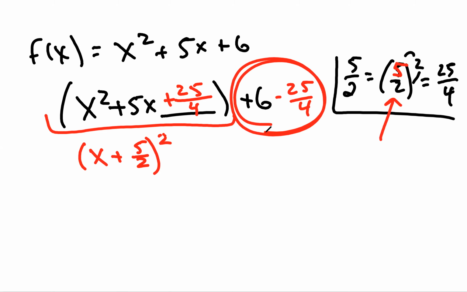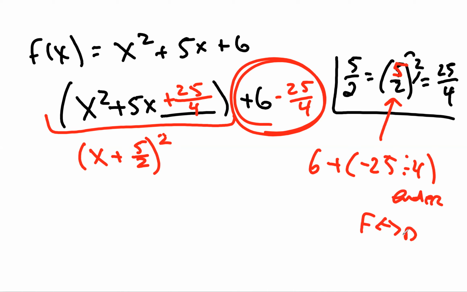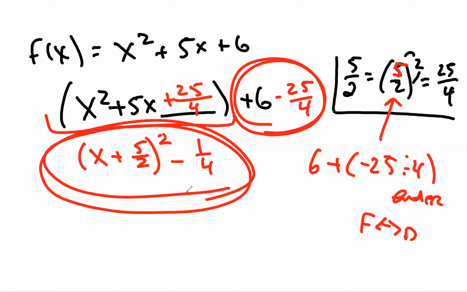And then I'm going to say, all right, these are just numbers. So in my calculator, I'll type 6 plus parentheses, the number negative 25, divided by 4, and then I'll hit enter. Somewhere on your calculator, you probably have your F to D button. I'm not sure, but I don't want a decimal. I want it as a fraction. So when you type that in and hit enter, you're going to get negative 1/4.